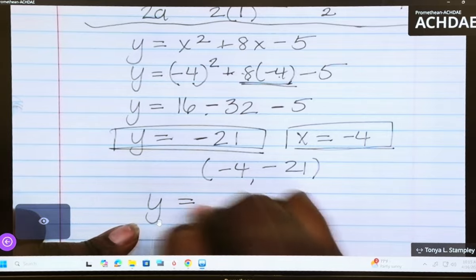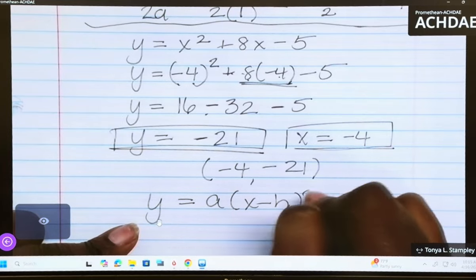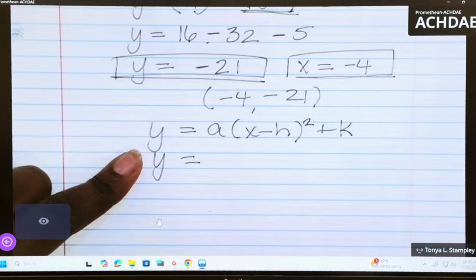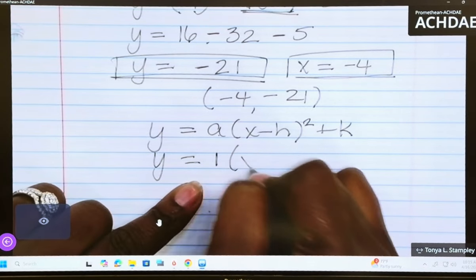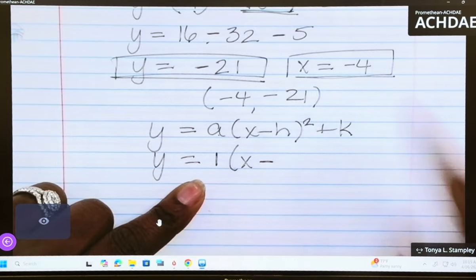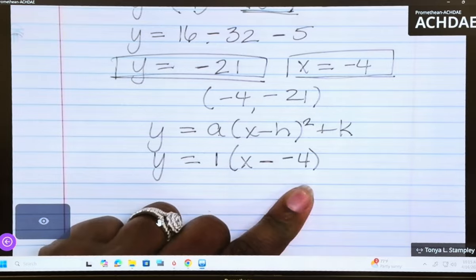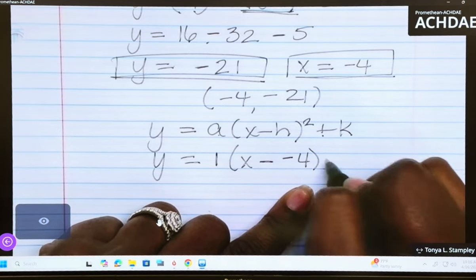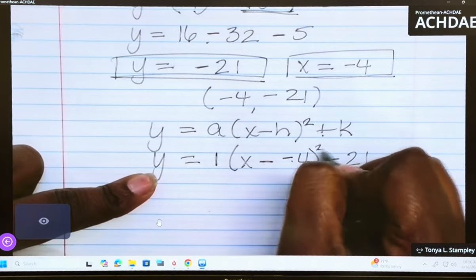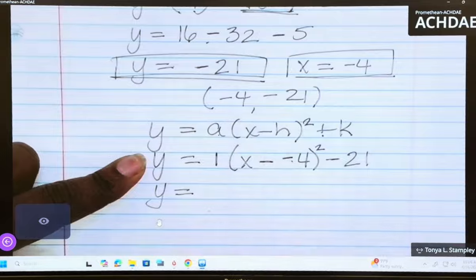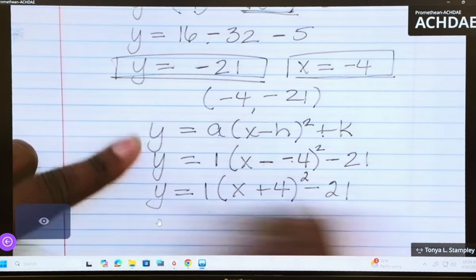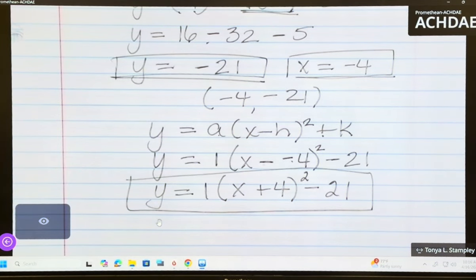So vertex form is y equals a times x minus h squared plus k. So I'm going to write y equals, my a was 1 times x minus, my h is negative 4, right? So I'm going to put negative 4 here just so we can see it. And then my k is negative 21. What happens to the double negative? Positive. This should say squared. So this should be y equals 1 times x plus 4 squared minus 21. And this is the rule in vertex form.